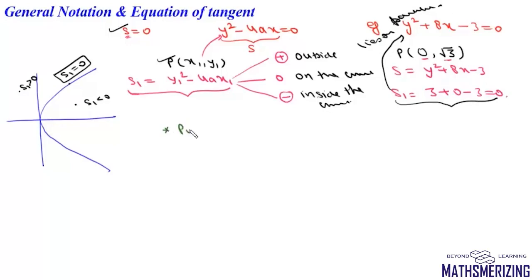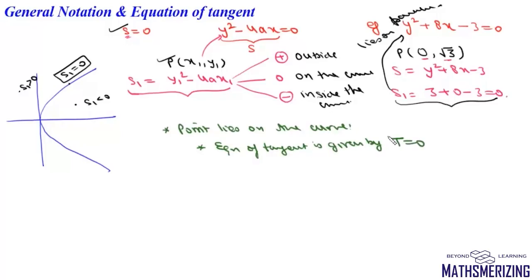Now if the point lies on the curve, then in that case, equation of tangent is given by T equals 0. Now we need to know how to write T equals 0. So from this given S and this given point, we need to write equation of some line which is T equals 0. Now how do we write T equals 0?